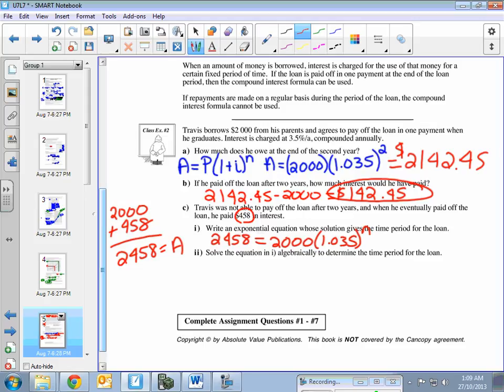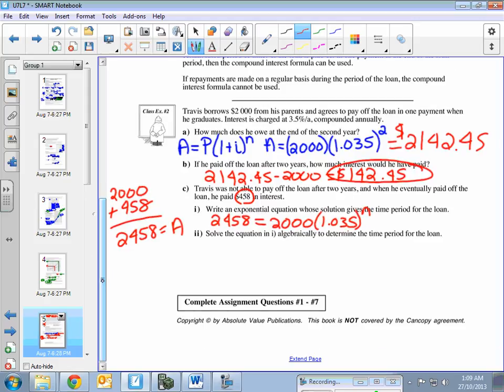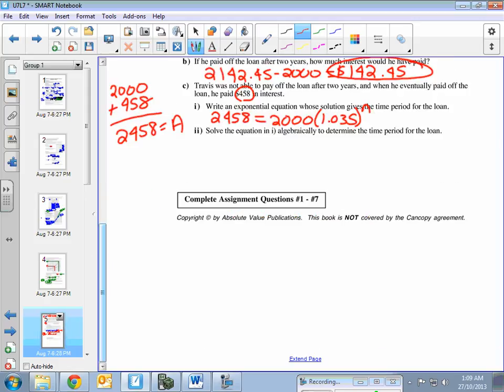So solve the equation algebraically to determine the time period for the loan. So to do this algebraically, it's like what we did Monday. Okay, so first off, we have to get our exponential expression by itself. So we have 2,458 equals 2,000 times 1.035 to the n. I want to isolate 1.035 to the n. So to isolate that, divide both sides by 2,000.